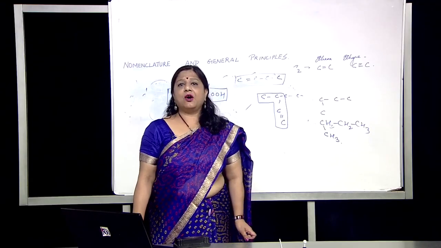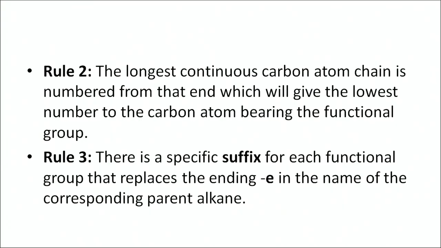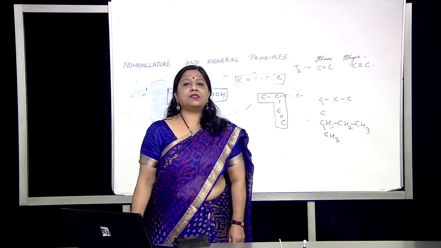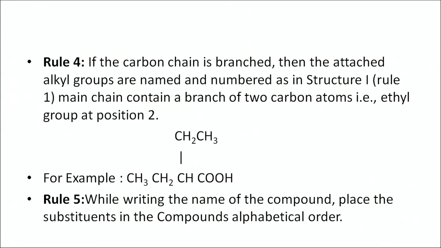Rule 2 says the longest continuous carbon chain is numbered from the end which will give the lowest number to the carbon atom bearing the functional group. Rule number 3 says there is a specific suffix for each functional group that replaces the ending E in the name of the corresponding parent alkane. Rule number 4 says if the carbon chain is branched, then the attached alkyl groups are named and numbered as in the structure.